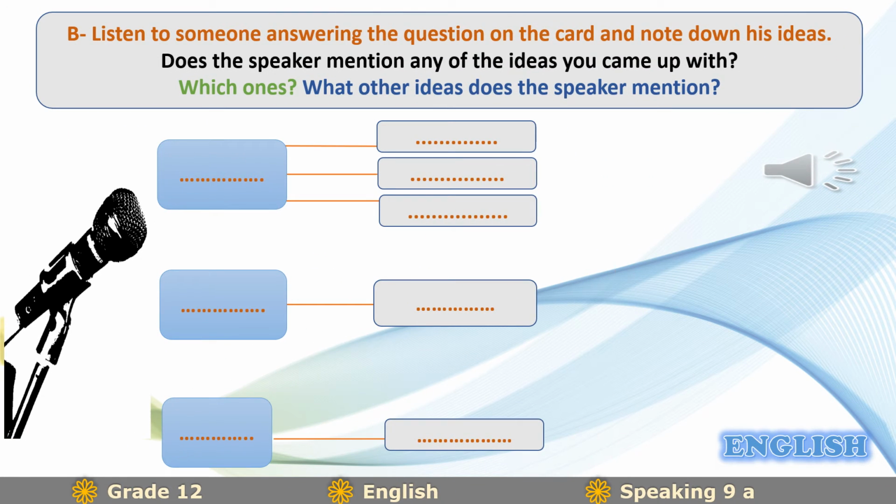And now you are going to listen to someone speaking about the threats to the environment. So please, dear students, read the questions carefully, then answer them. Speaking B. All right. Listen to someone answering the question on the card and note down his ideas. Does the speaker mention any of the ideas you came up with? Which ones? What other ideas does the speaker mention?